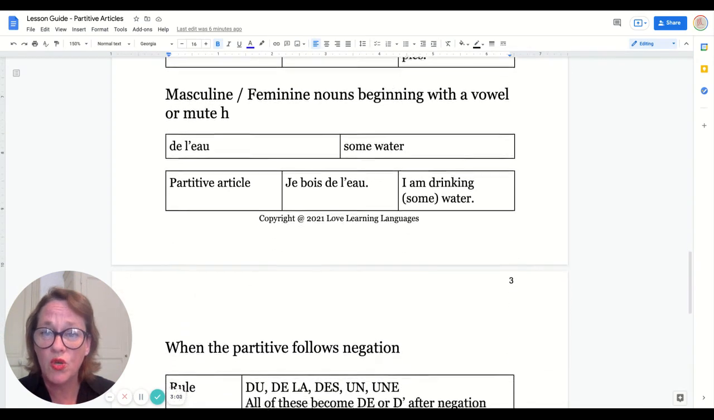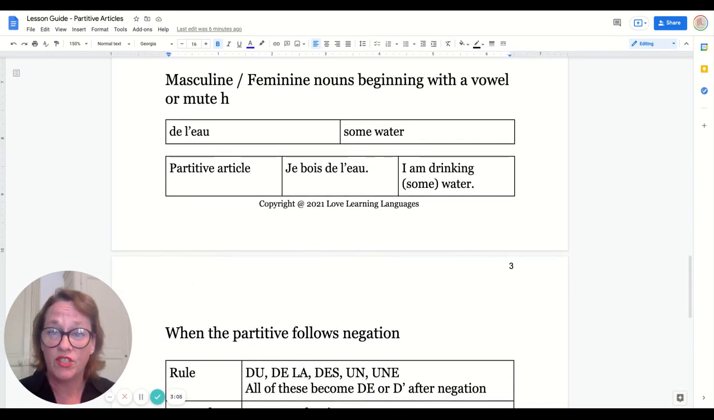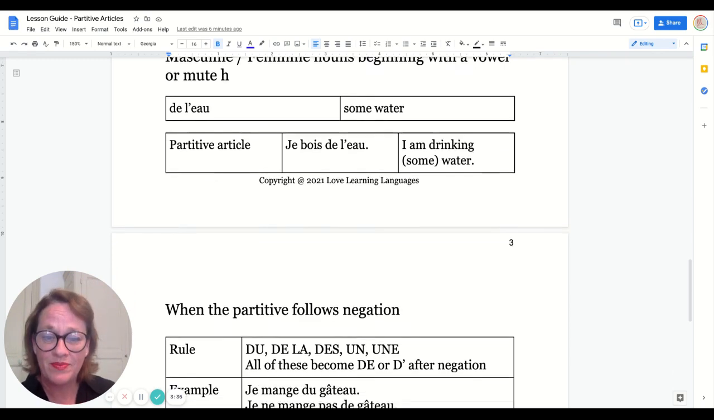Now, there was one more that I wanted to show you. Remember, that's the one that's de l'. And we're going to use this one when you have either masculine or feminine nouns that begin with a vowel or a mute H. So if you want to say some water, it's de l'eau. Okay? So one of your verbs that you're going to learn this week is the verb boire, which means to drink. Je bois de l'eau. I am drinking water. See, in English, we can say I'm drinking water. In French, you have to say I'm drinking some water.